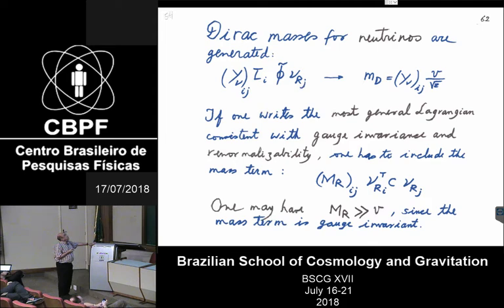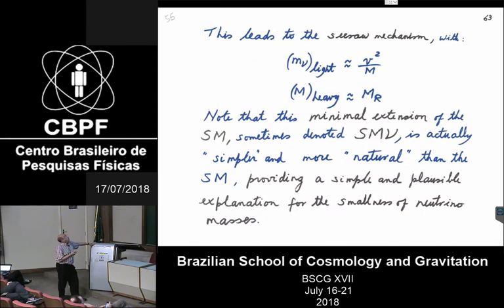But if you do the most natural and simplest thing, which is maintaining nu R, then you can write this. You are obliged to write this in a certain way because you should always write the most general Lagrangian that is consistent with renormalizability. So this term should be there. And this term can be much larger than V because it does not need SU(2) cross U(1) breaking. And then you get immediately the famous seesaw.